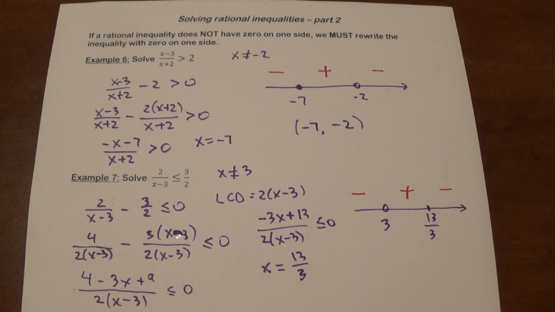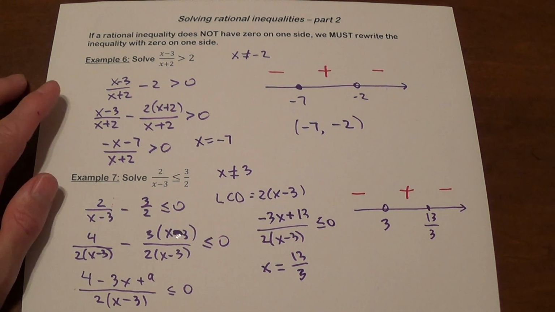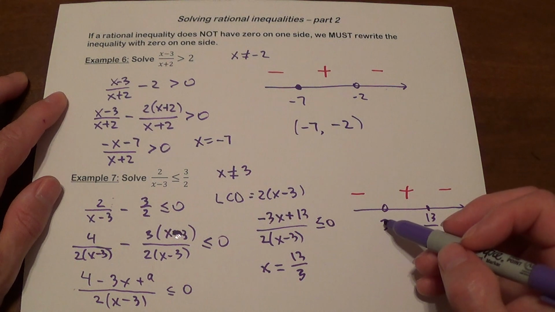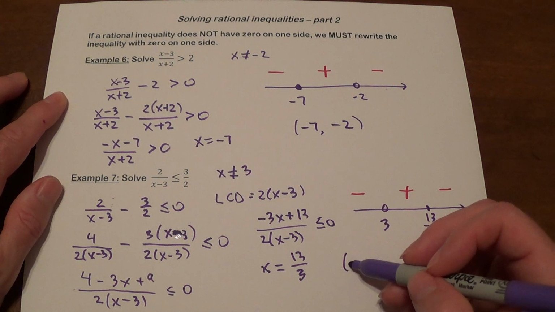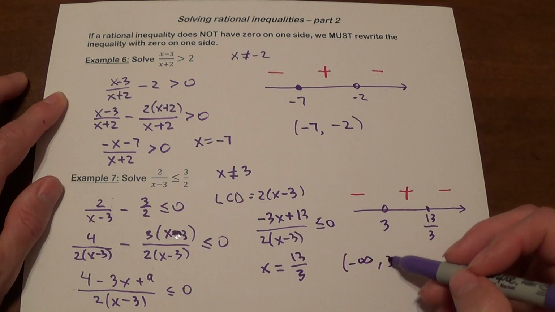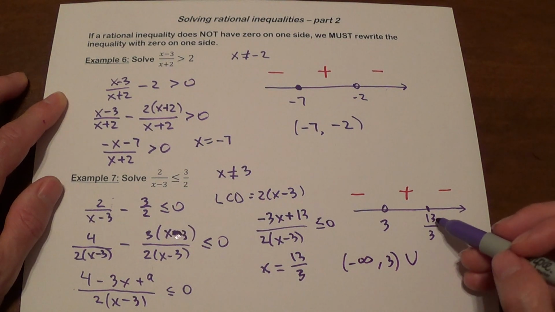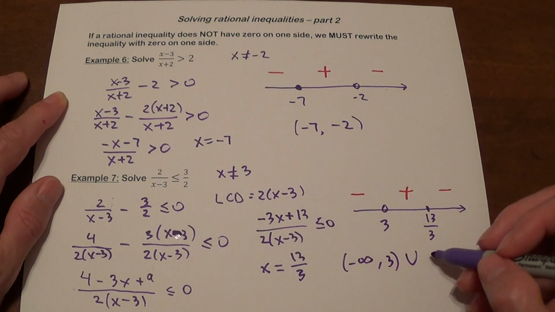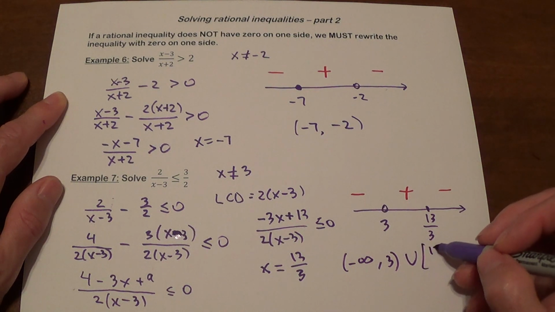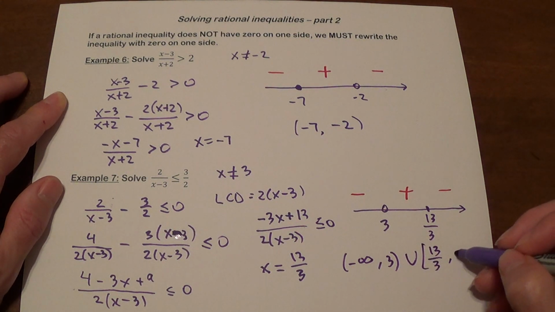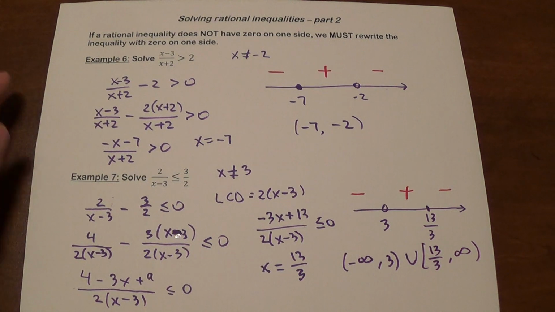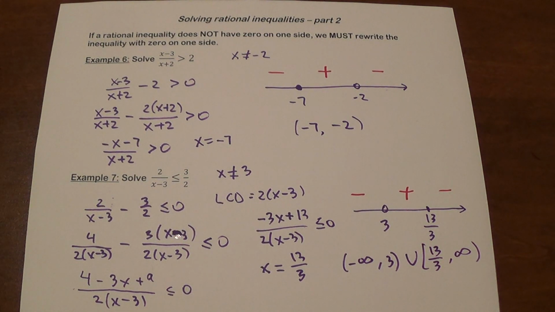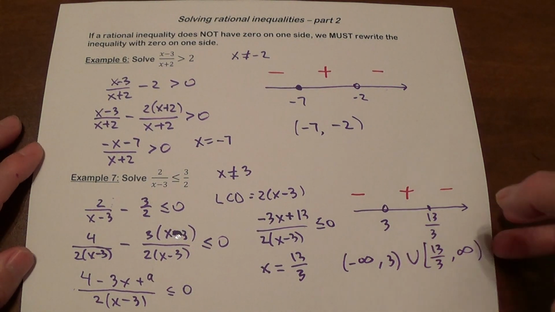We want it to be less than or equal to 0, so we're going to be on the left of 3, where 3 is not going to be included anyway. So negative infinity to 3, along with 13/3, and it's less than or equal to, so we're allowed to include that 13/3, to infinity. Okay, I think we have one last example.